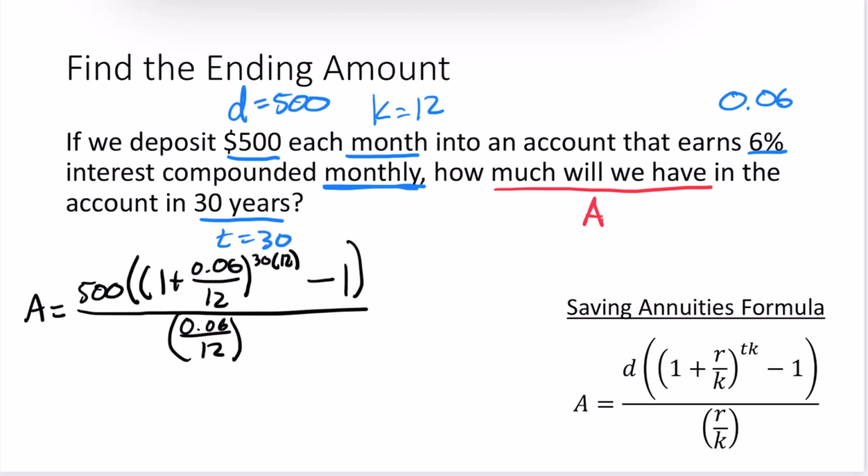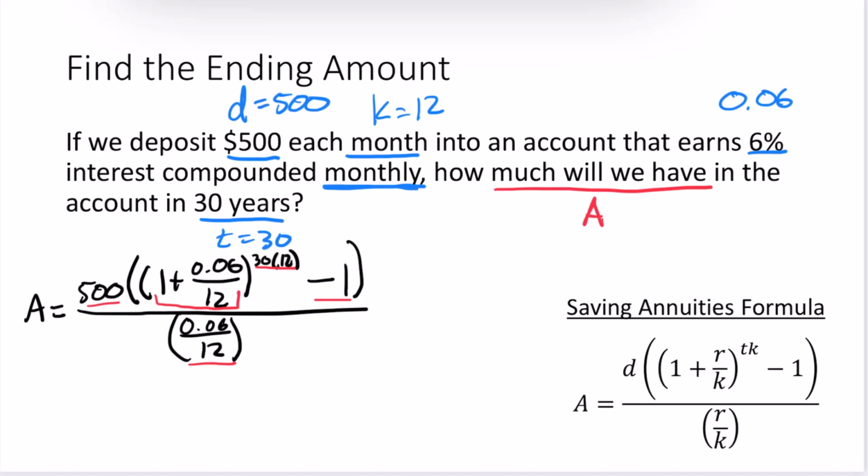So to find the ending amount, I basically just need to calculate this, but this is rather complicated to calculate. So I'm going to show you how I do it on my calculator, so that you can see the process I go through. Remember, with order of operations, you have to start at the innermost part of the parentheses. So I'm going to start by simplifying this stuff, and then after I get that, I'm going to raise it to an exponent, and then I'll subtract 1, then I'll multiply by 500, and then divide by this number.